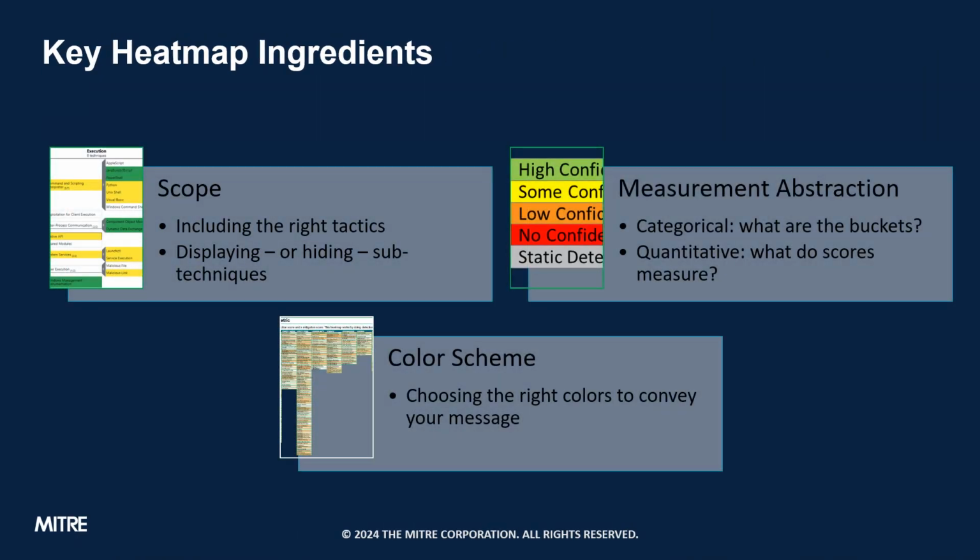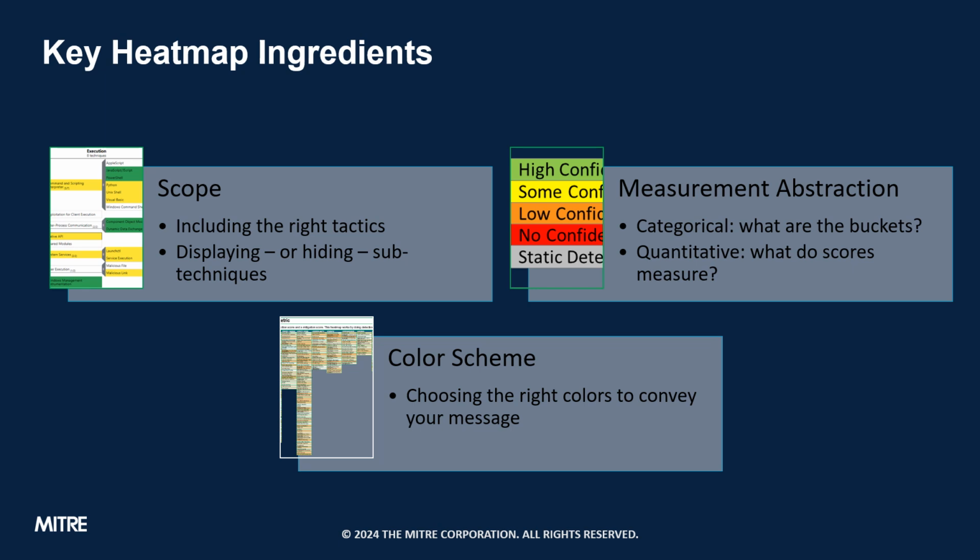So a heat map ultimately has three primary ingredients when you're coming up with how to construct a heat map to communicate your message. The first one is the scope, including the right tactics and displaying or hiding sub techniques. This is very important. You might have run through an assessment and done the assessment over all the tactics, every single sub technique, everything. But the final heat map that you present, maybe it doesn't need to show everything. Maybe it only shows a portion that you specifically want to highlight, or maybe it does show everything if you can get it all to convey in the right heat map.